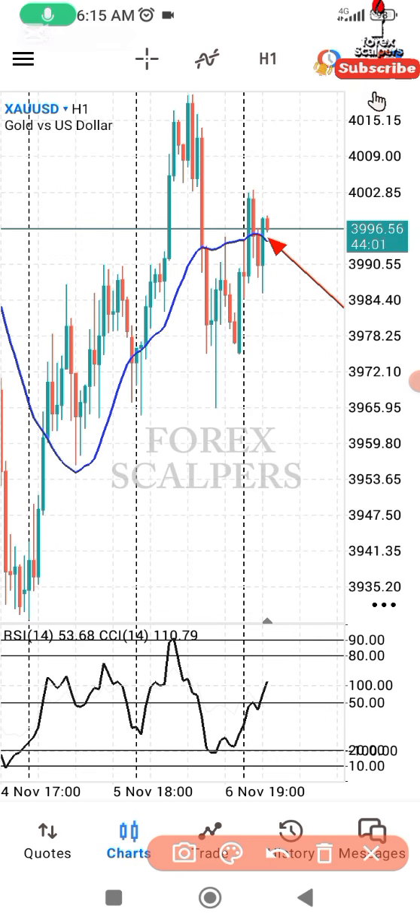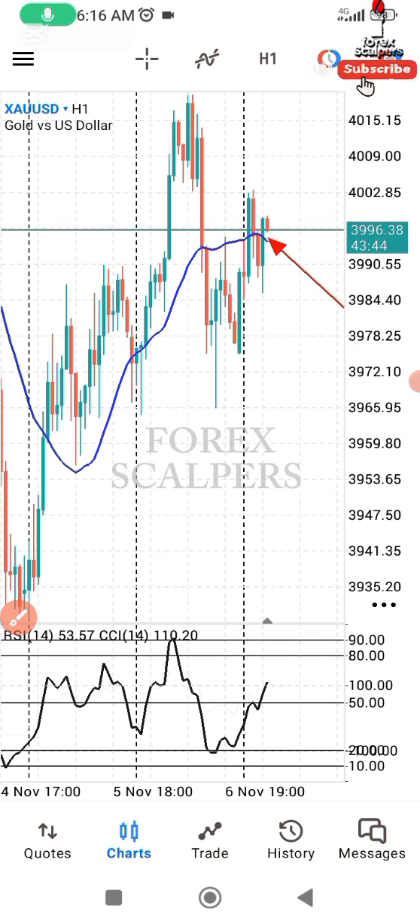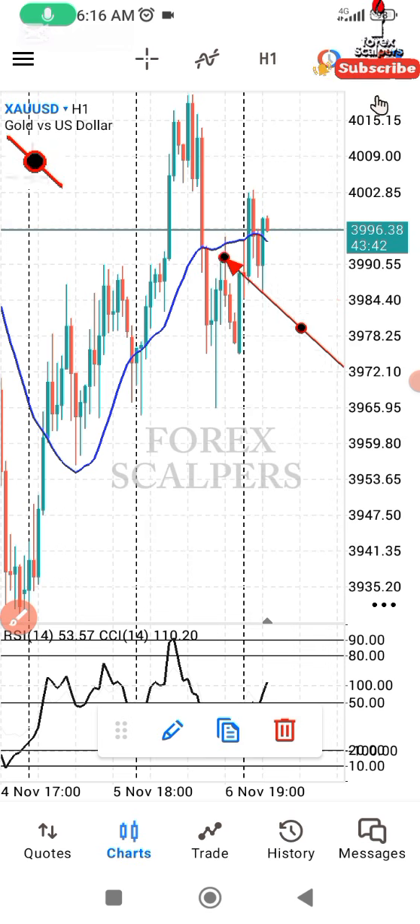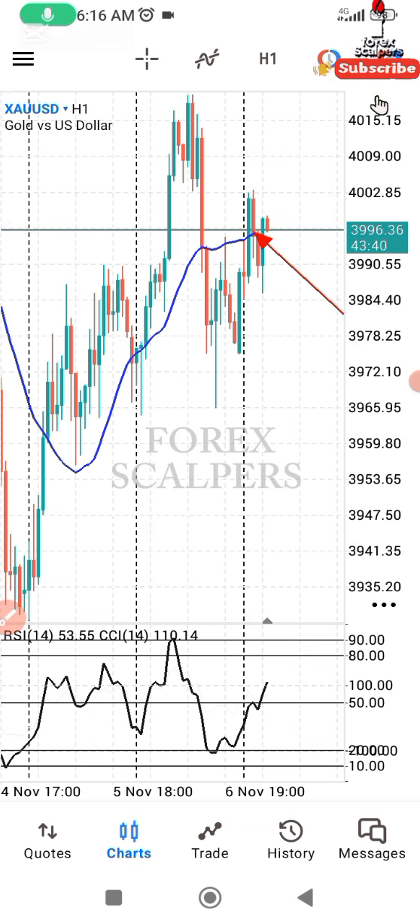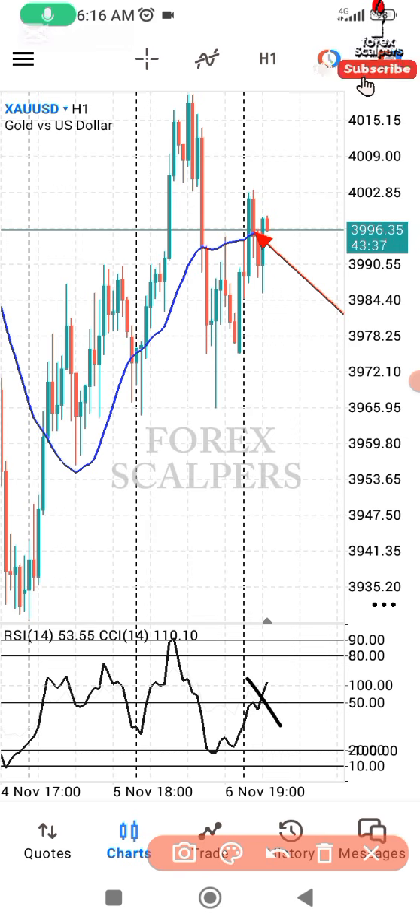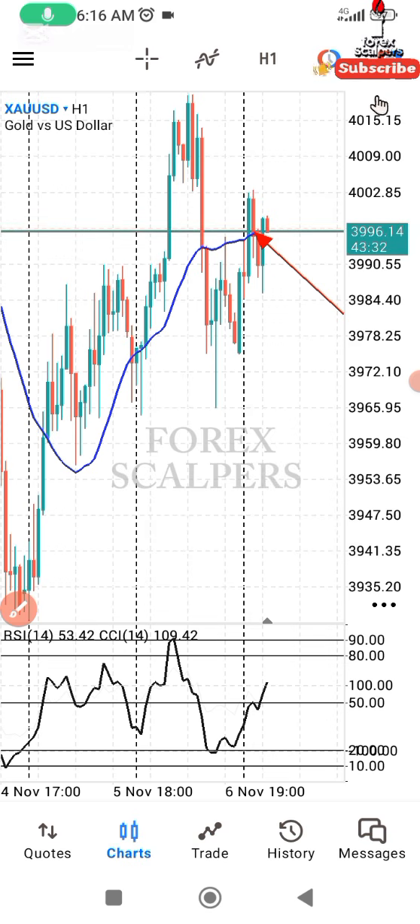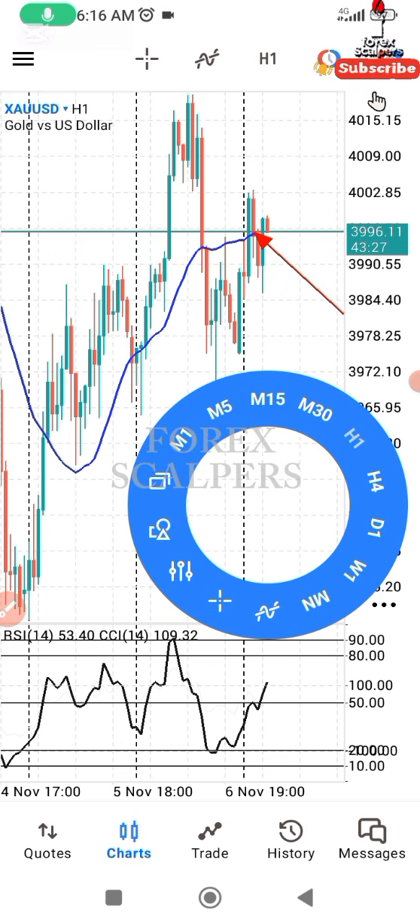your CCI line has crossed this zone. Let your CCI line be above 50. Like in this scenario now, CCI is above 50 on the 1 hour time frame. So once I have these two confluences, price above the moving average and CCI line above 50, I will now move to my next time frame, my 15-minute time frame, where I'll be looking for my entry.